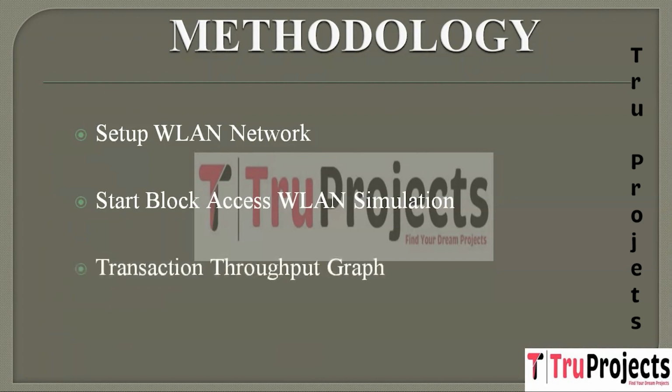The third module is Transaction Throughput Graph. This module is responsible for calculating and visualizing the throughput of data transactions within the wireless blockchain network. This module tracks the number of data transactions and the successful transmission. It computes the throughput, which refers to the amount of data transmitted successfully over time. The results are graphically represented, typically using line graphs. Each line on the graph represents a different access control strategy, allowing for performance comparison.